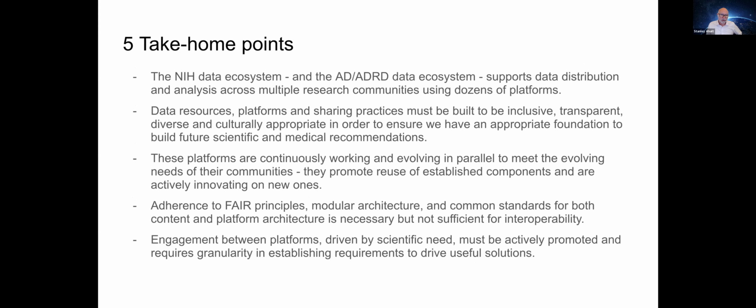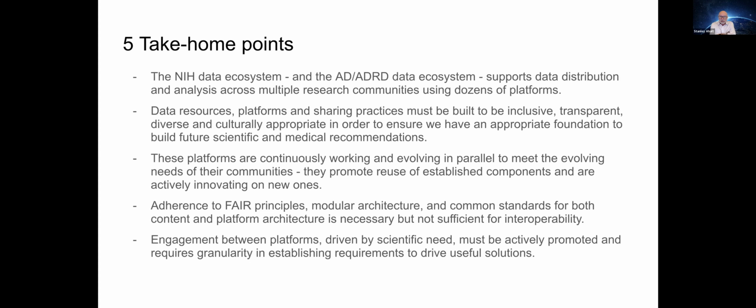Take-home points. The NIH data ecosystem, and particularly the ADRD data ecosystem, supports data distribution across multiple research communities and with dozens of platforms. So this is getting to be a numerically interesting problem. We have to build these things, and we have to share practices, and we better do that inclusively, transparently, with attention to diversity and culturally appropriate practices, in order to ensure we have the appropriate foundation to build our future scientific and medical recommendations. We have a responsibility here to patients ultimately. And we want to do this well and carefully, and be able to explain when we do make mistakes, why we made a mistake, and how we were intending to go in the right direction.